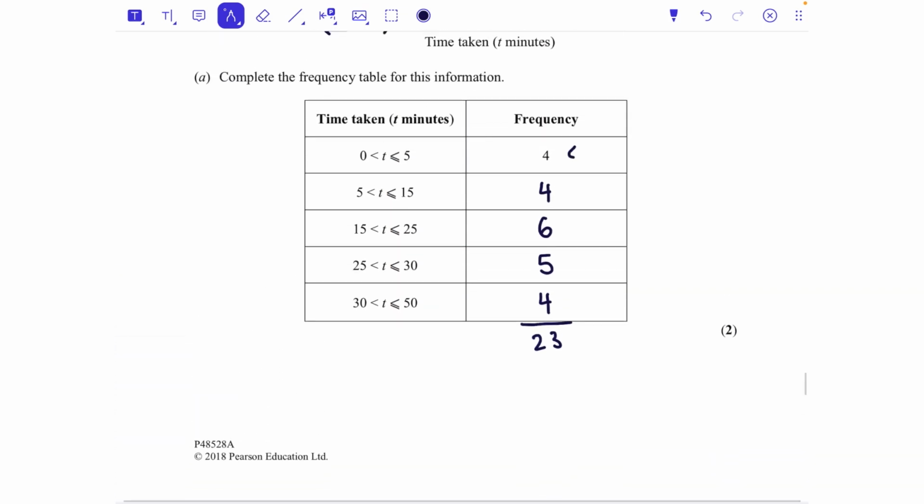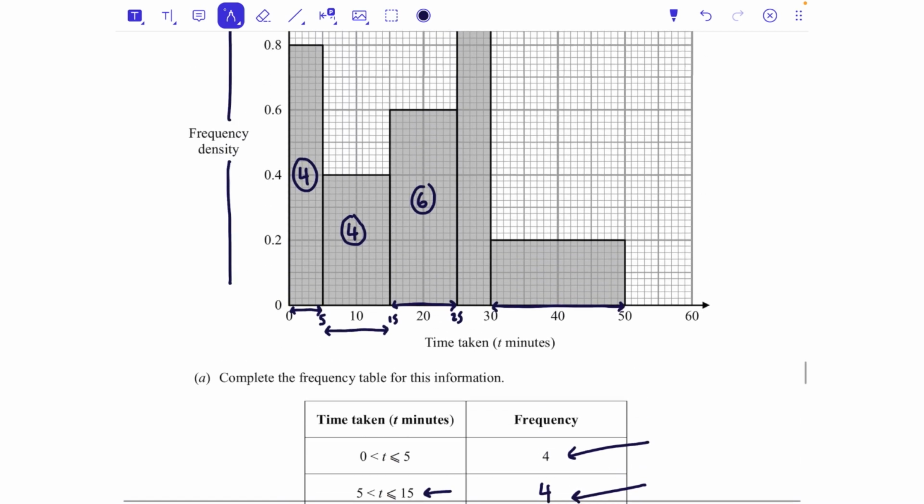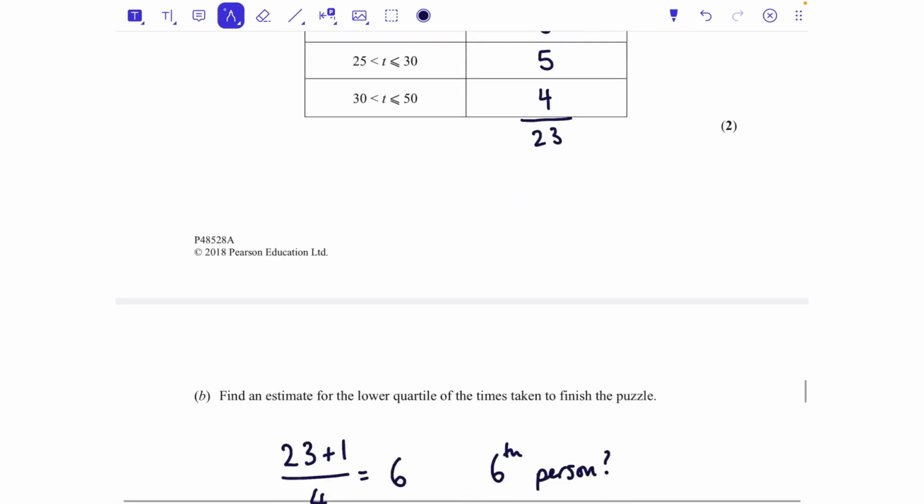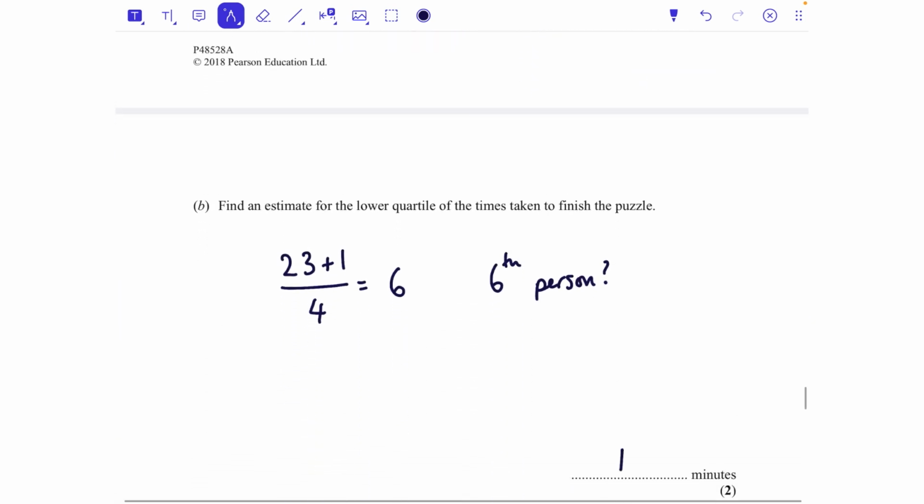So there are 4 people in the first category. And then there are 4 people in the next category. So I want to go halfway through this category. And looking at the graph, we can see that that happens here. If I've got 4 people in the first category and 4 people in the next category, we can split that to be 2 and 2. So we're going to say the 6th person is there. So we're going to say 10 is the time taken in minutes. That's halfway through that second category, which is where the 6th person would be.